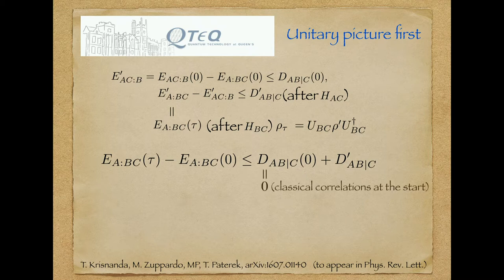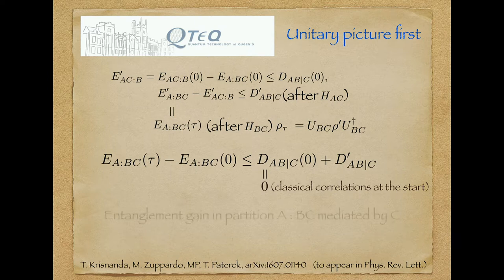Now, let's simplify things. Let's assume that at the beginning I had no discord whatsoever between C and AB, so I had a completely classically correlated state between C and AB. And this tells us that in order to observe a gain in the entanglement between A and BC, I need to have some discord that gets generated by the interaction established between A and C. Does it make sense, guys?